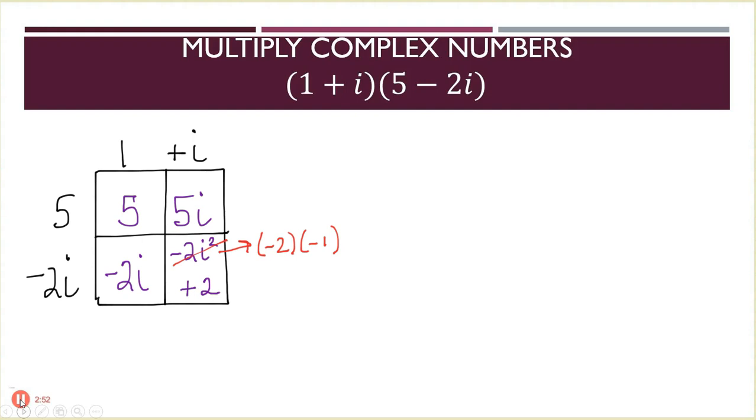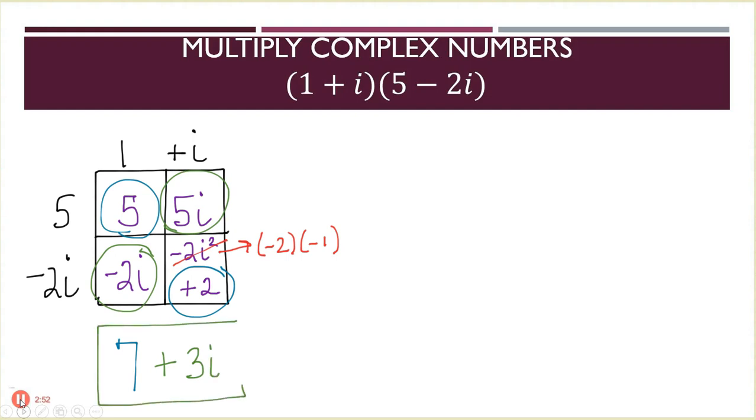Let's combine our like terms, starting with our real numbers. 5 plus 2 is 7. Negative 2i and 5i is a positive 3i. And that is our answer.